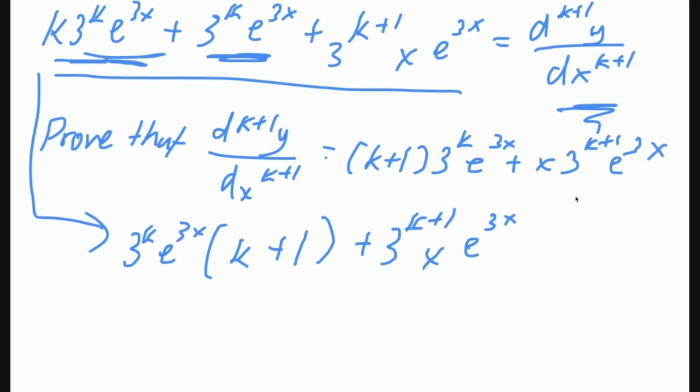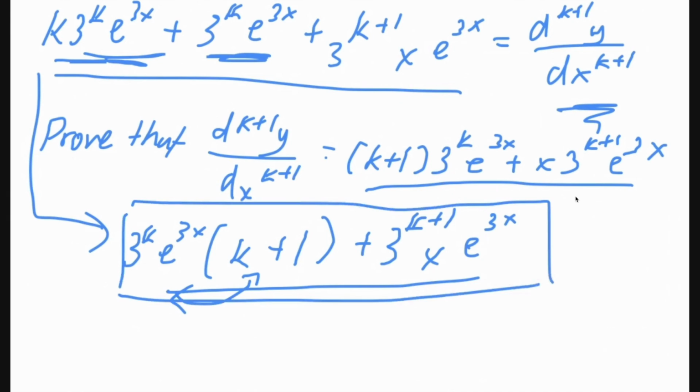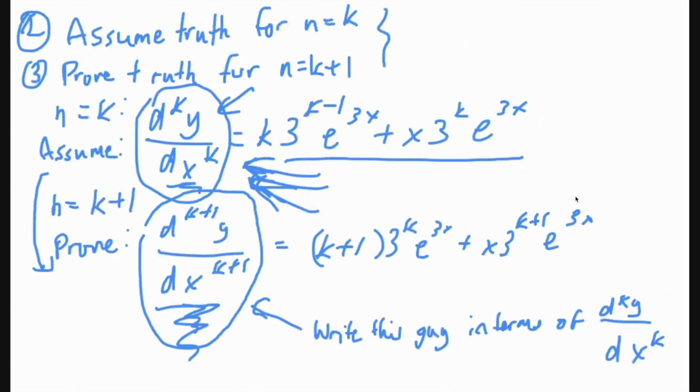And we see that, hey, these two are identical, other than these two being swapped around, but that doesn't matter. We can just swap these two around, and we've just proven that the k plus 1th derivative of y with respect to x is equal to this expression right here. And therefore, the left-hand side is equal to the right-hand side. We can see that in our original equation. Therefore, our inductive step is done, and our induction is therefore complete.